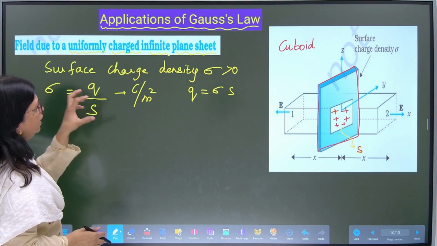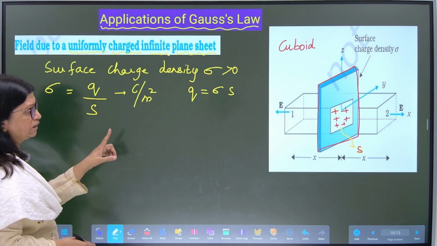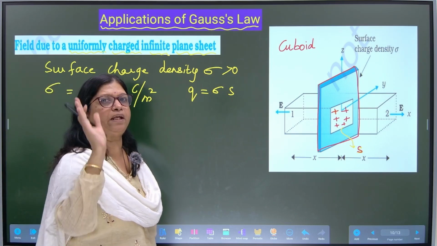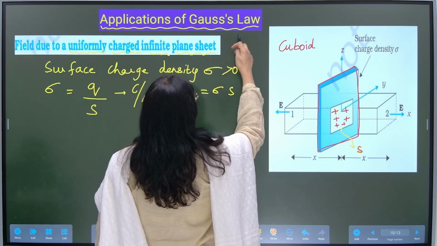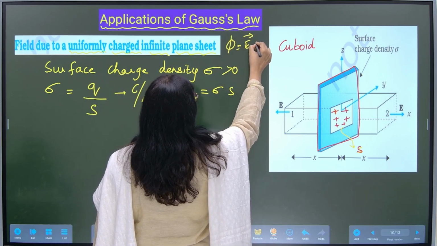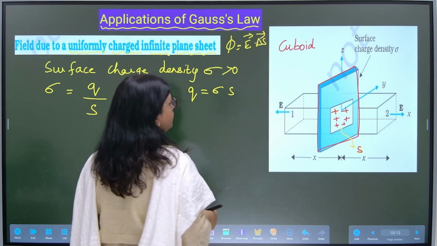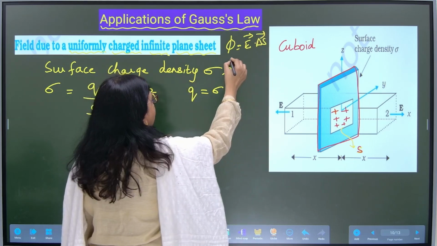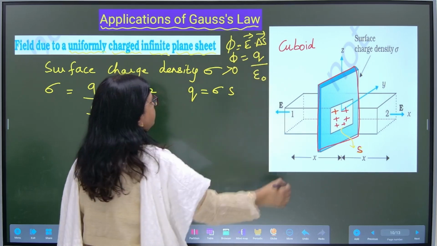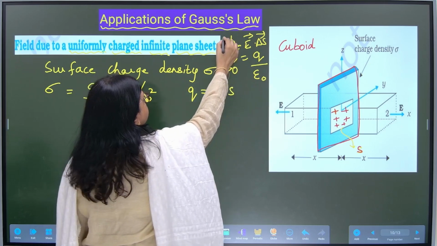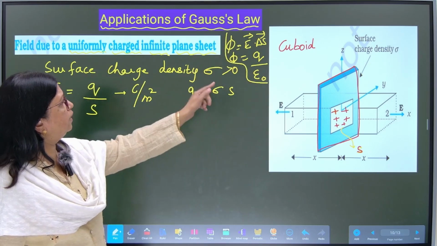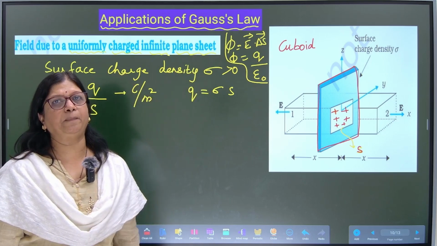And we will now consider flux by two formulas which we know. Same procedure as followed in application number 1. What are the formulas which we have considered in application number 1? Phi is equal to E delta S. This flux was by definition, and phi is equal to Q upon epsilon naught. This is the formula of flux by Gauss's law. Both the formulas we will consider one by one.